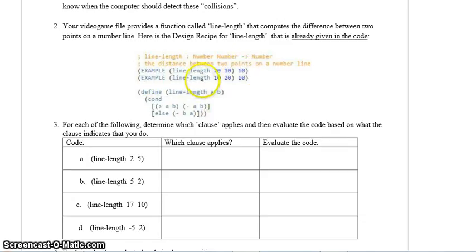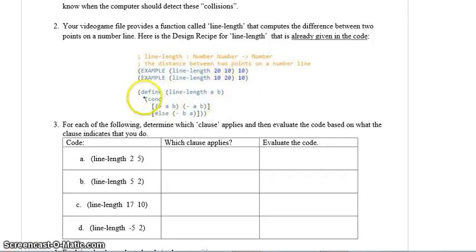Second example, line length 10, 20. So this time it's the same 2 inputs, but they're in the opposite order. The question is still, how far away is 10 from 20 on a number line? And of course, they're still 10 units apart. So we find that we get a positive 10 in both of those examples, even though the 2 inputs are in a different order.